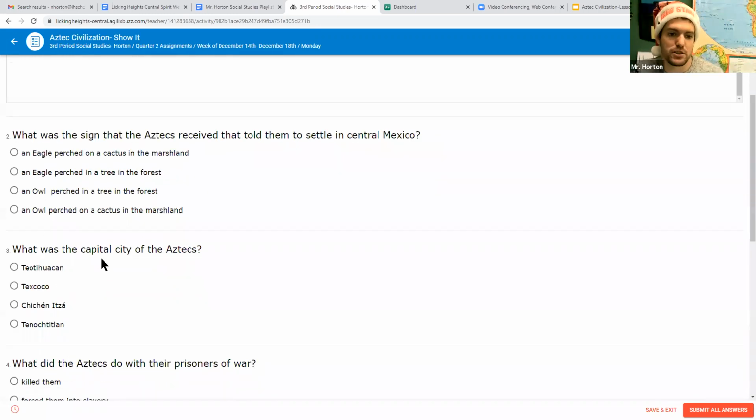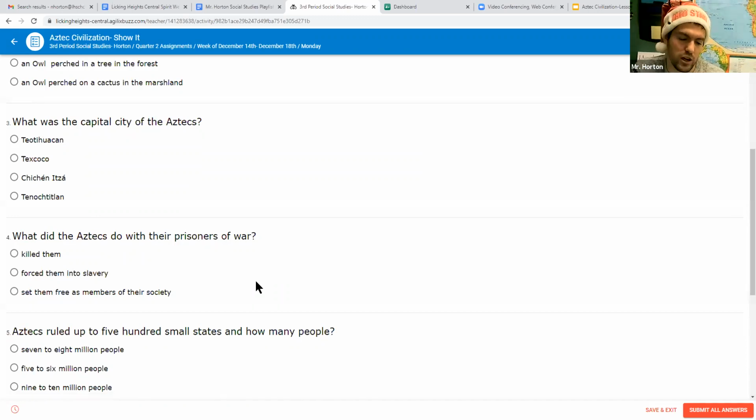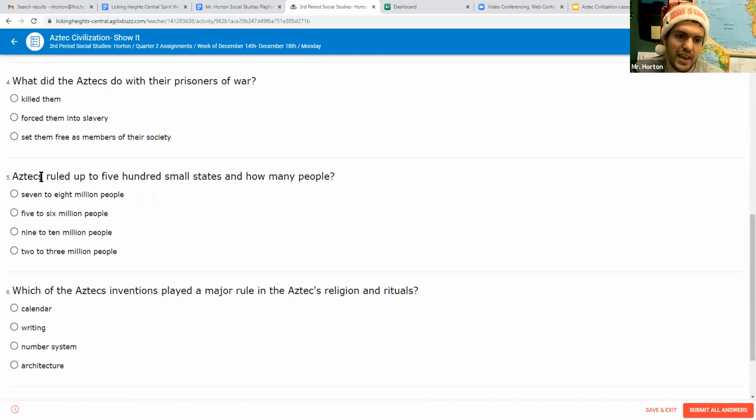Number 3, it says, what is the capital city of the Aztecs? So what is the capital city of the Aztec Empire that they settled in? Number 4, it says, what did the Aztecs do with the prisoners of war? So the Aztecs were a very violent society. And so when they captured a new tribe, captured a new town, what did they do with those prisoners? So we'll talk about that. Number 5, it says, the Aztecs ruled up to 500 small states, so small cities or villages. And how many people was that total? So at the very height of their power, how many people were a part of the Aztec civilization?